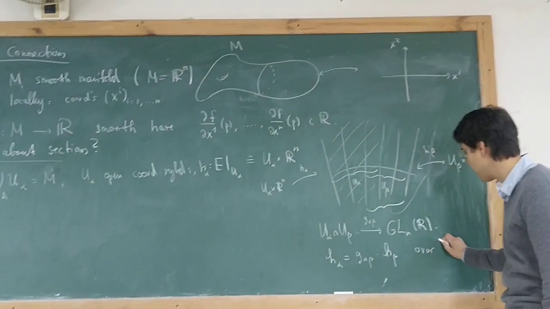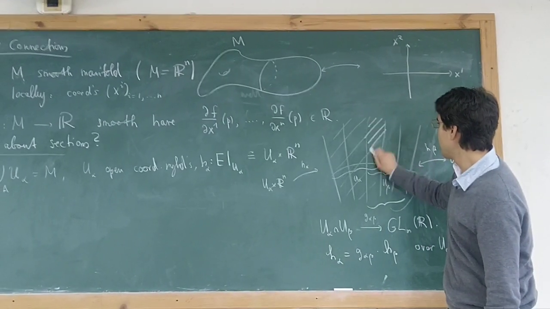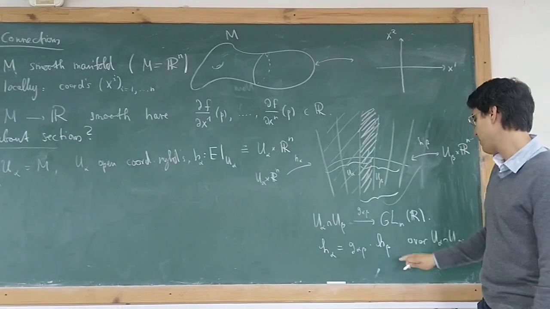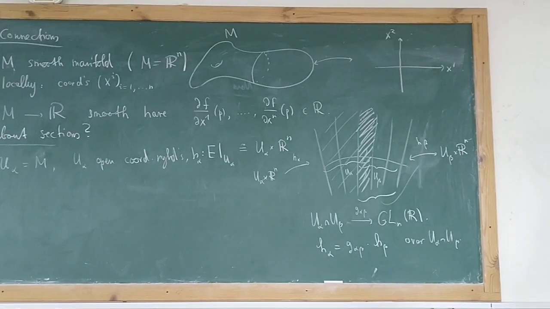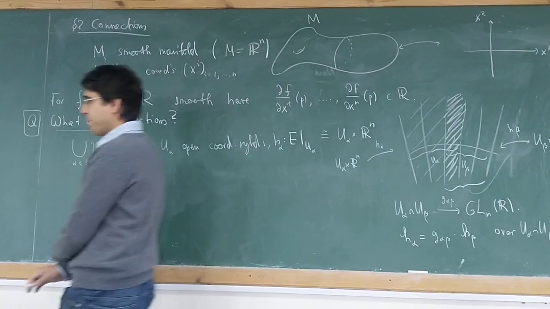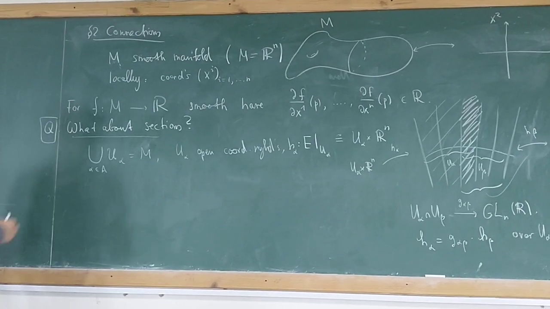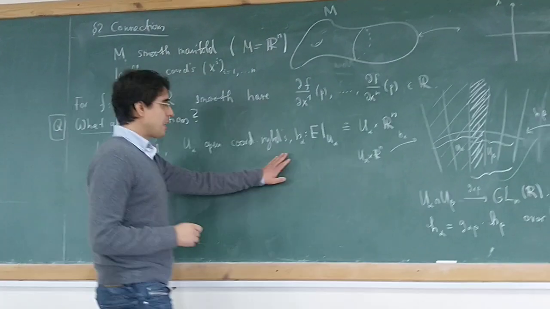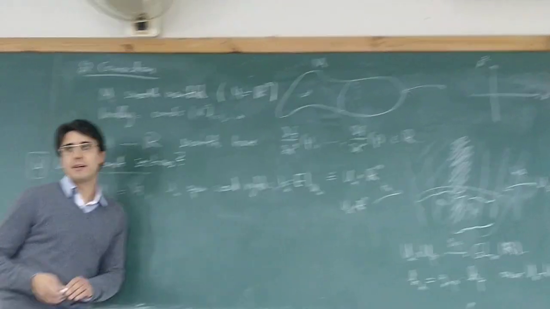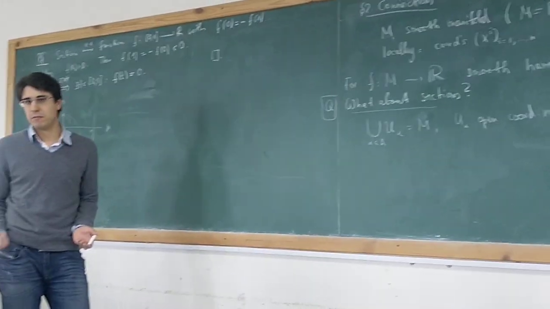At least restricted to the common domain of U alpha cross U beta. Okay. So the first idea might be that we can use H alpha to turn our bundle into a trivial bundle. And we said that sections of a trivial bundle are functions, right? And we know how to take the derivative of a function.